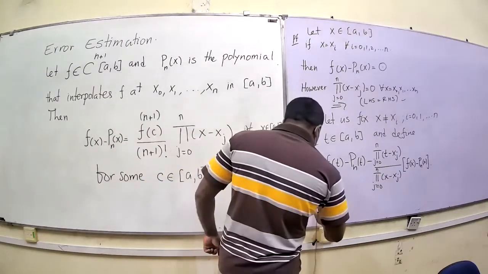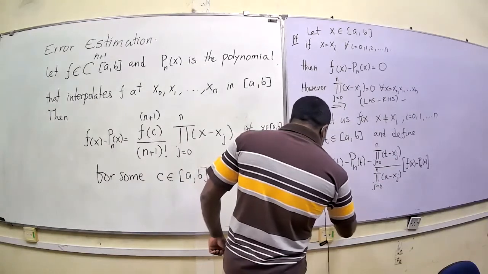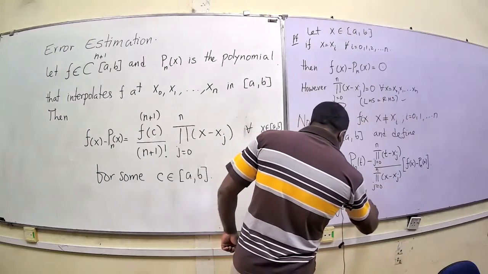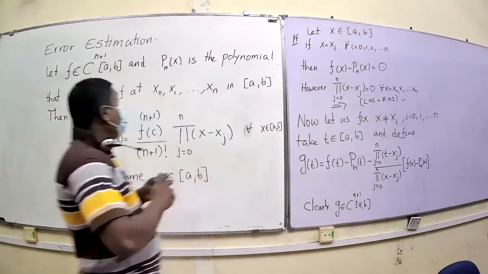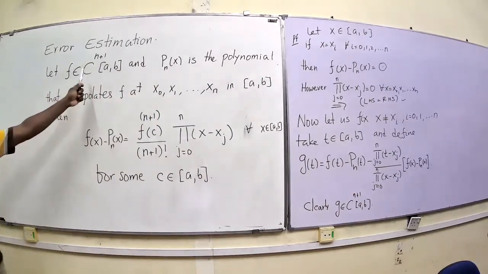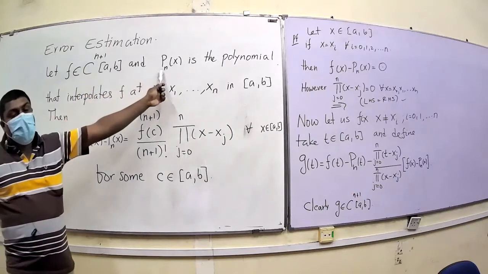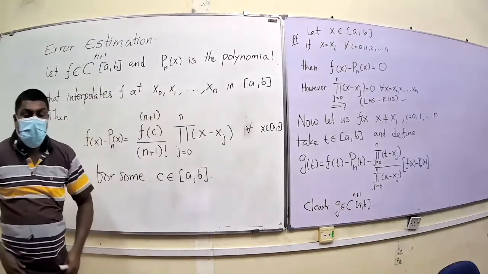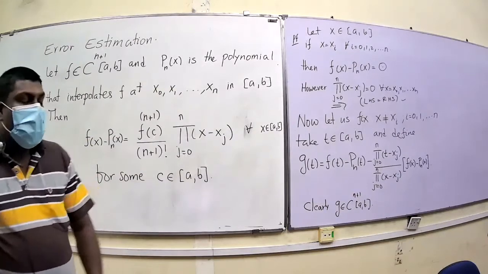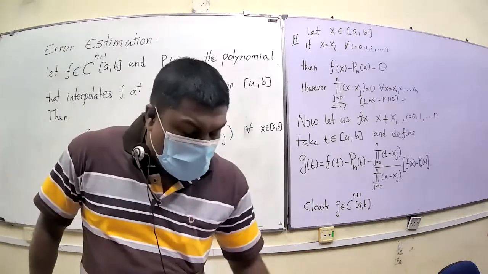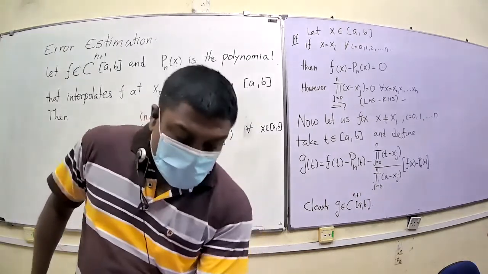Clearly, because f is a function which is continuous and differentiable up to n plus 1 derivatives, and Pn is a polynomial of degree n, so you can differentiate it up to n plus 1 times, and all of them are continuous. So then g is clearly continuous and differentiable up to n plus 1 derivatives.